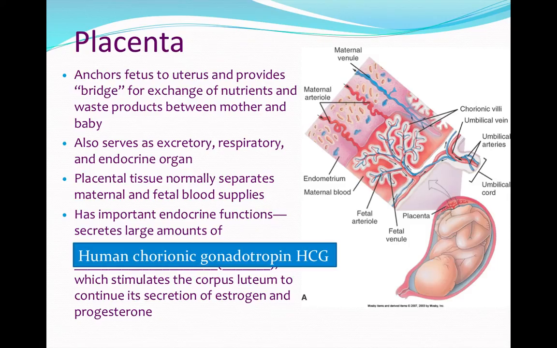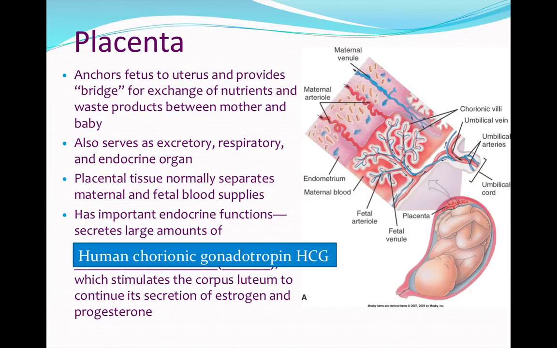The placenta anchors the fetus to the uterus and provides a bridge for the exchange of nutrients and waste products between the mother and the baby. It will serve as an excretory, respiratory, and endocrine organ. So all of the developing fetus's systems and physiology will be handled by the mother's system. Placental tissue normally separates maternal and fetal blood supply. So we should not have a mixing of the female's blood supply with the baby's blood supply.